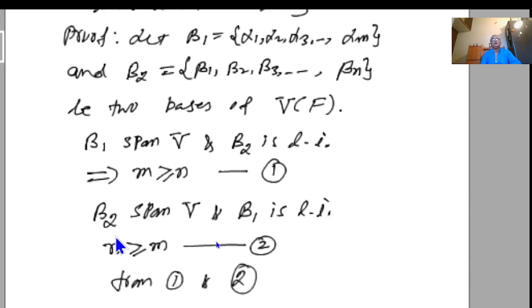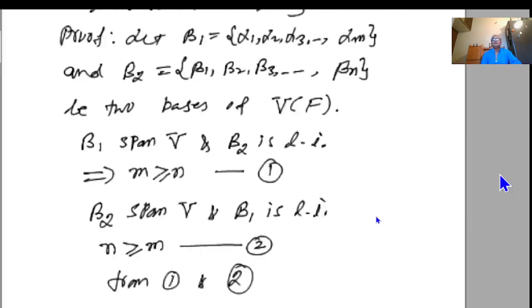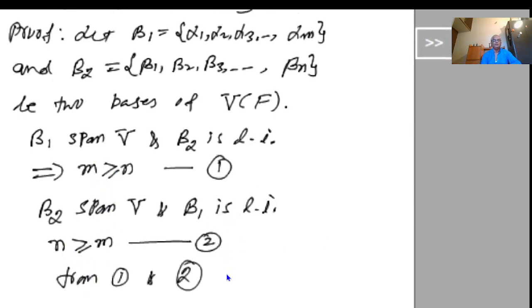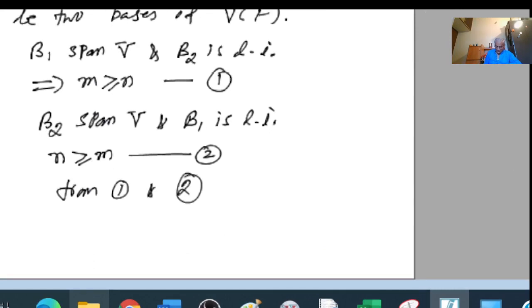From 1 and 2, what can we write here? So here we can write m greater than or equal to n greater than or equal to m. Therefore m is equal to n. From 1 and 2 we can write m is equal to n. So that is here. This shows that any two bases have the same number of elements. That is, a given vector space V may have many bases, B1, B2, B3, B4, many bases. But all those bases have the same number of elements. Okay, this is the result.